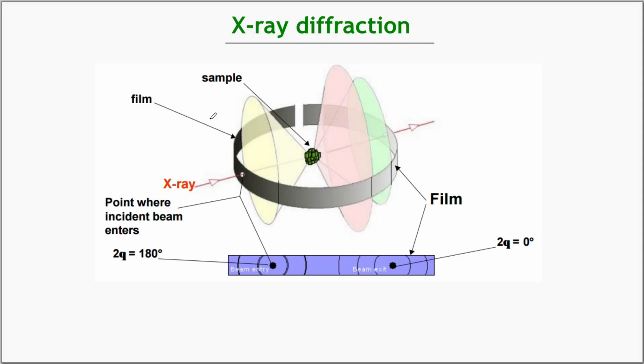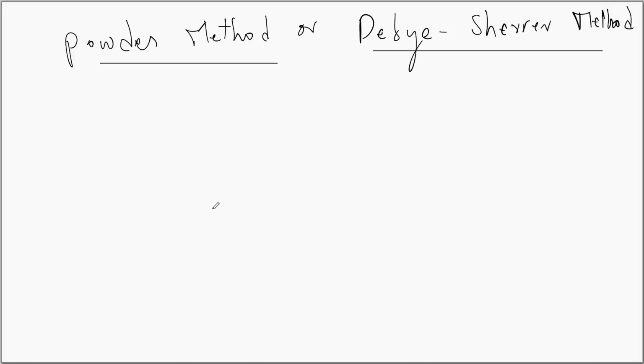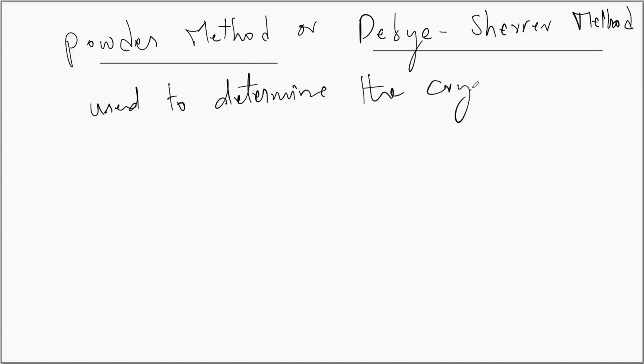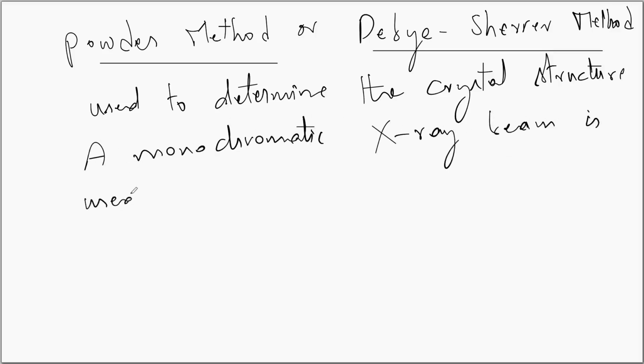In this, we study the X-ray powder method. In our discussion, we'll be studying only the powder method, which is also called the Debye method. This method is used to determine the crystal structure. In this experiment, a monochromatic X-ray beam is used. When we say monochromatic, it means the beam of X-ray should have the same wavelength. Generally, the K-alpha radiation is used.